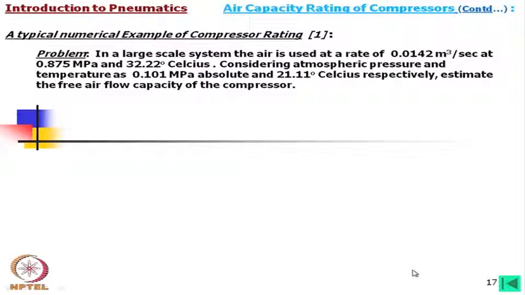Now, if we consider a typical numerical example, in a large scale system, the air is used at a rate of 0.142 meter cube per second at 0.875 megapascal and 32.22 degrees Celsius. Celsius spelling will be S, not C. Anyway, this rate is the delivery rate, the utilization rate, not the compressor's rate. Now, we have to estimate the free airflow capacity of the compressors.